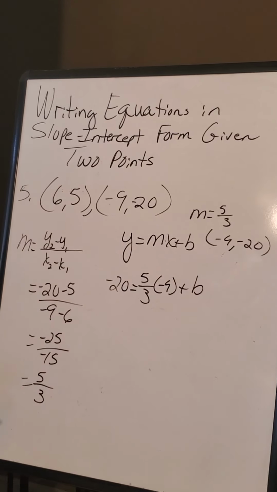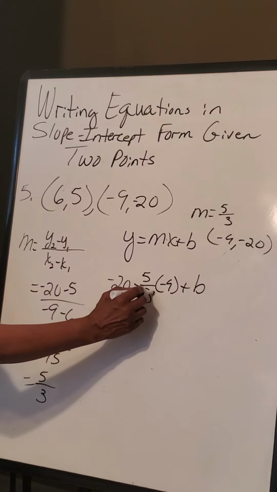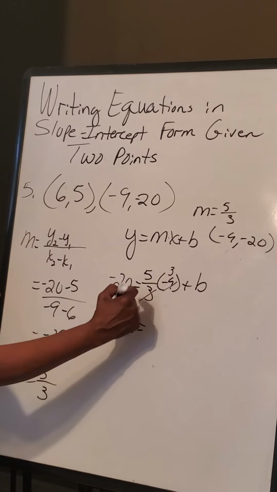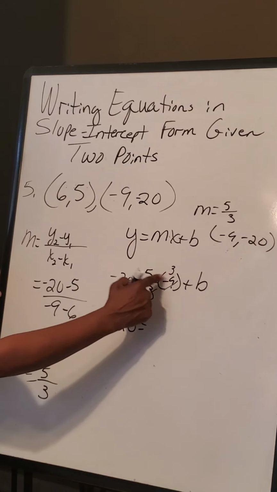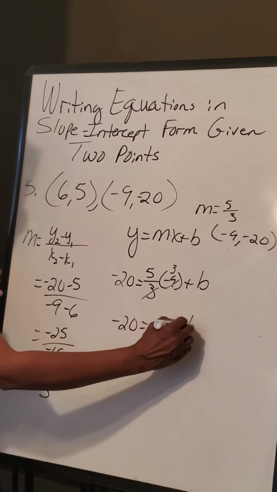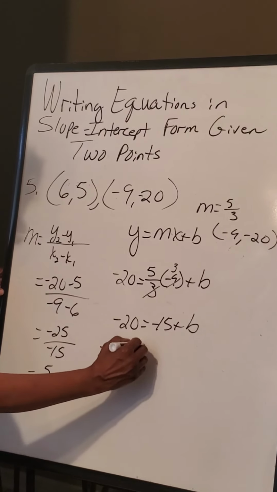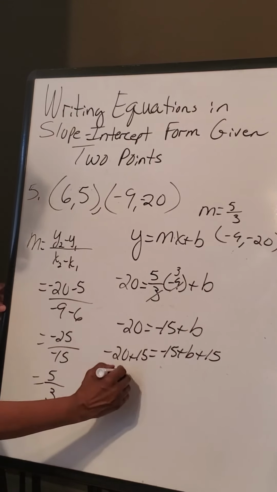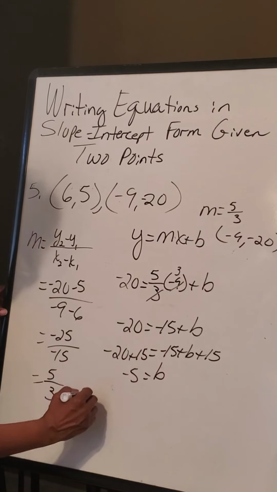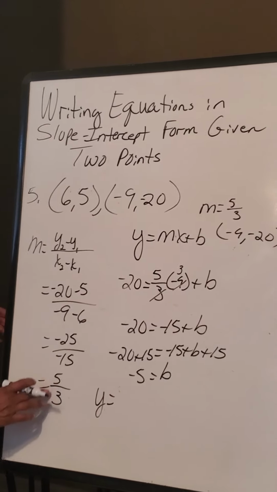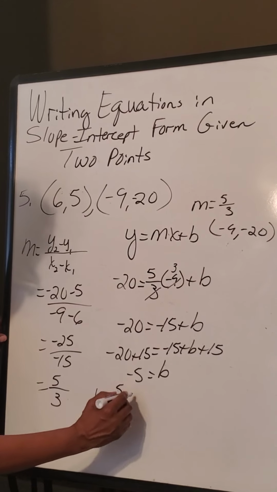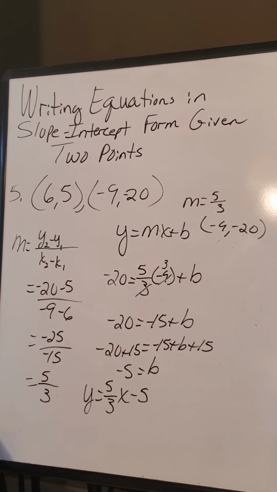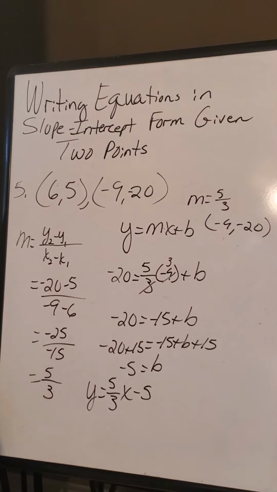Remember, b represents your y-intercept. We can use cancellation. 3 goes into 9 3 times. So I have -20 is equal to 5 times 3. A negative times a positive is a negative, so that's -15. Transform the 15 by using addition. -20 plus 15 is -5. So my equation is y is equal to, put 5/3 in the place of m, 5/3 x, this is my b, minus 5. So your slope-intercept form equation for this particular line is y is equal to 5/3 x minus 5.